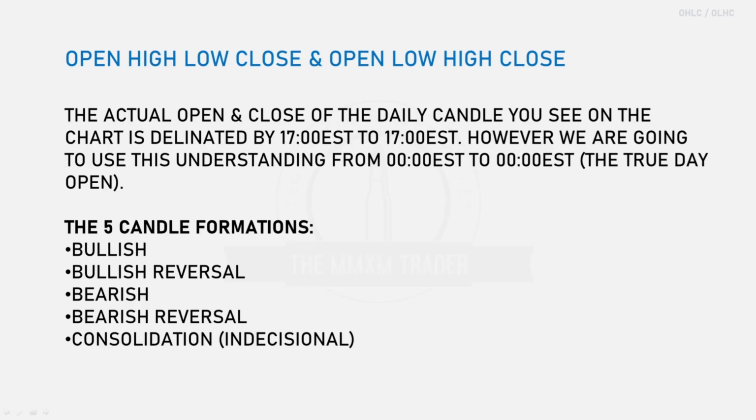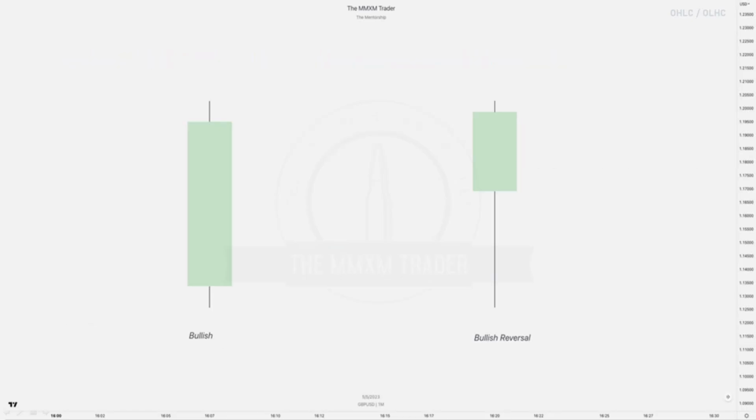So we're gonna be talking about 5 candle formations. We're gonna be talking about a bullish candle, a bullish reversal candle, a bearish candle, a bearish reversal candle, and then at the end about a consolidation candle, which is indecisional. Right, so over here we've got a bullish candle and a bullish reversal candle.